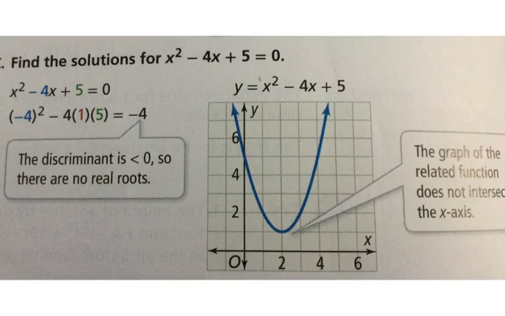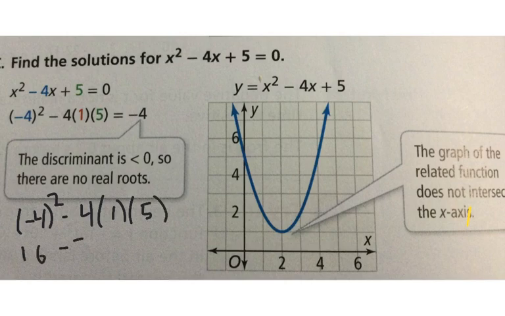The last one. This one is going to be no solutions. We could plug in to find the discriminant, which is b squared. That is negative 4 squared minus 4 times a, which is 1, times c, which is 5. This would be 16 minus 20, which is negative 4. So because this is less than 0, because it's negative, that means there are no solutions.